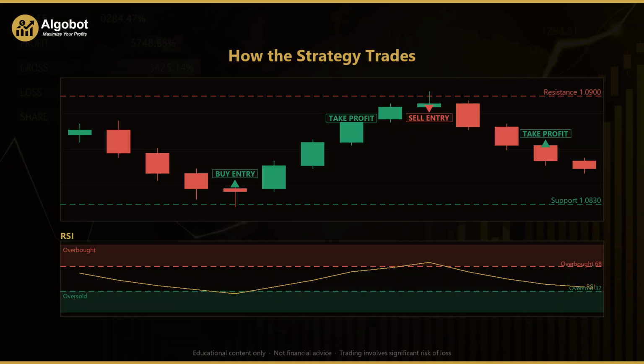Notice how both sequences follow the identical logic in opposite directions: a level defined by structure, a wick that pierces and is rejected, a candle that closes back inside, and stretched momentum confirming the turn. Of course, in live conditions a level can eventually break instead of holding, which is exactly why each trade carries a predefined stop from the start.